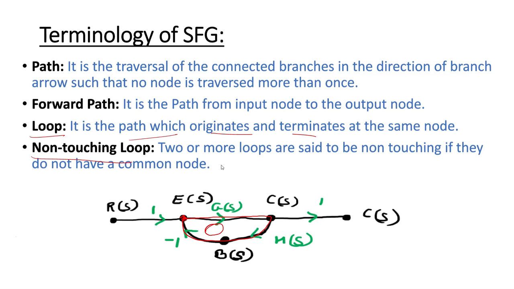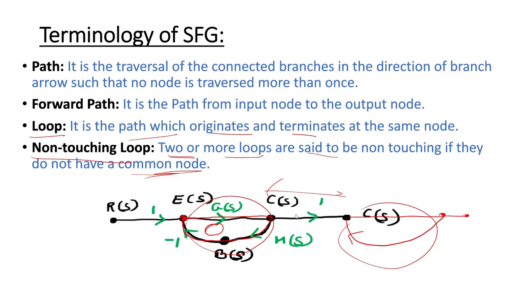And non-touching loops. Two or more loops are said to be non-touching if they do not have a common node. So for example, if we extend here like this and here we have some loop again. So in this case, these two loops are non-touching as they do not have any common node. And what if we have a special loop here like this? So in this case, these two are touching each other because they have a common node with them. And therefore, these two are a pair of touching loops. Remember this. These two are non-touching and these are touching.